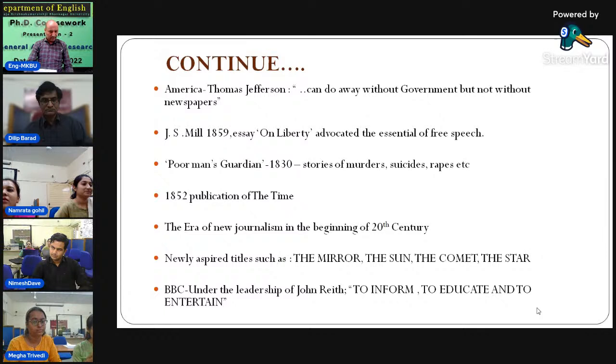Later on, in the 20th century, the era of new journalism started. Before that, newspapers used to get published, but later on they also acquired names, and the names are also very suggestive. For example, the Mirror. It's a very literary thing, a mirror: what is there, you can see there. The Sun, the Comet, the Star. BBC, under the leadership of John Reith, had a tagline: to inform, to educate, and to entertain. So this is the role of journalism worldwide.